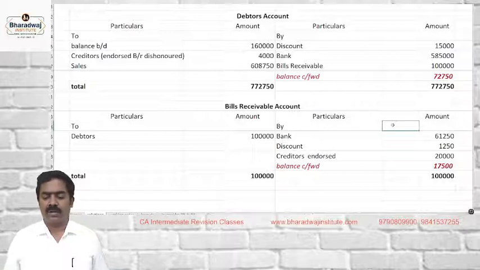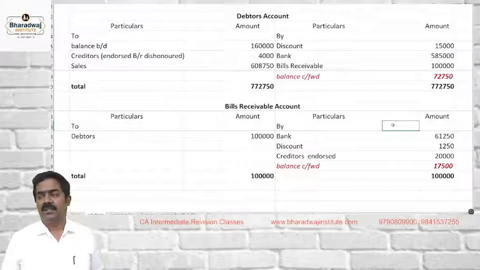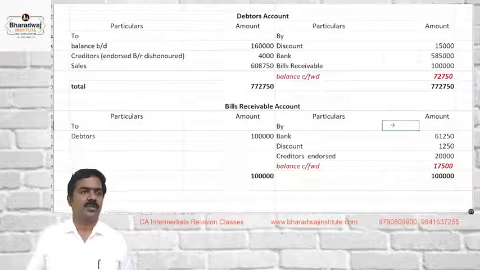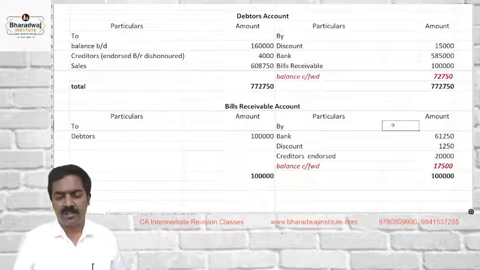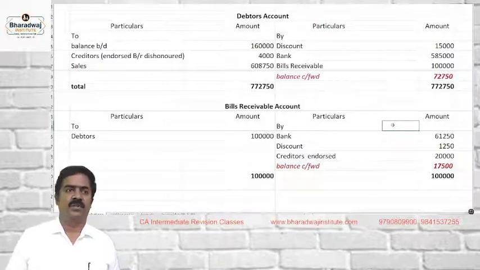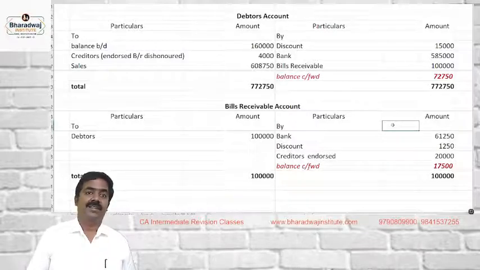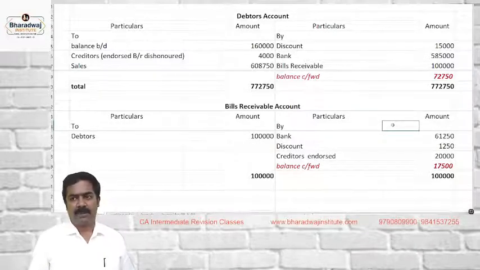Next, try to work out which one? Yeah, we prepared the main accounts. Creditors account we worked out. Debtors and bills receivable we worked out. Opening statement of affairs also we worked out. Next, cash book. Prepare the cash book.